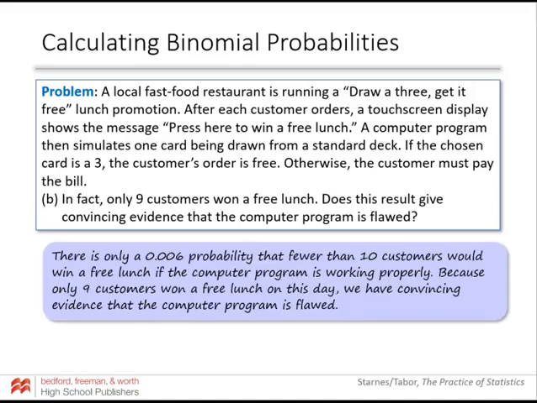The probability of only getting 9 or getting less than 10 is 0.006. In other words, 0.6%. That is extremely low, and I would say that is convincing evidence that the computer program is flawed and it's not really operating at the same probability that it claims to. That's it for this part of 6.3.